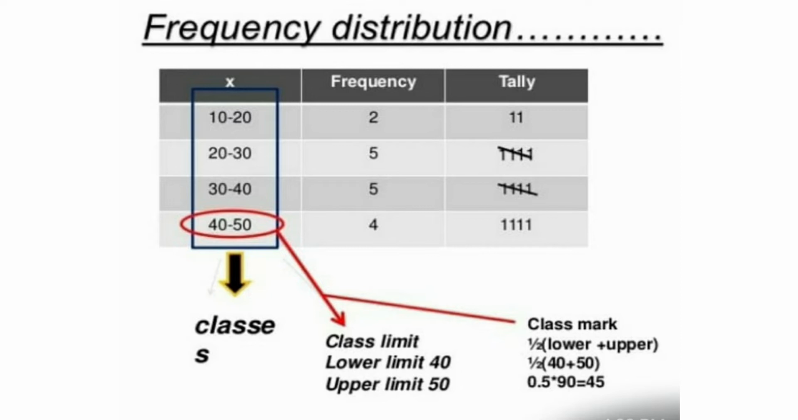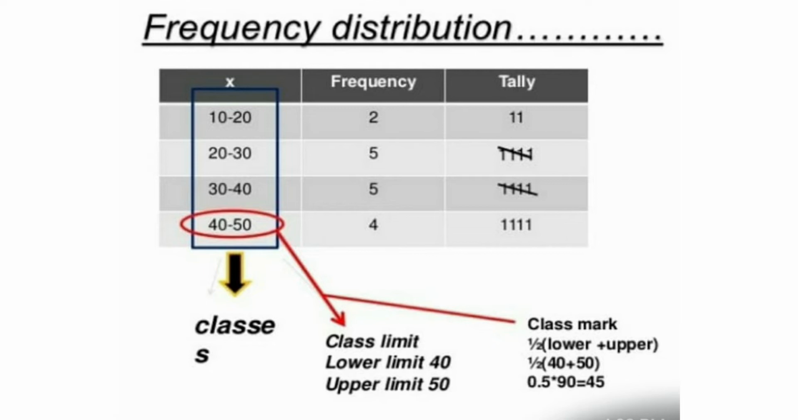For example, for 10 to 20, what is the class mark? 15 is the class mark. What is the class interval? 10 is the class interval. What is the lower limit? 10. What is the upper limit? 20. Okay, so here you can see the frequencies, how much falls under each category.